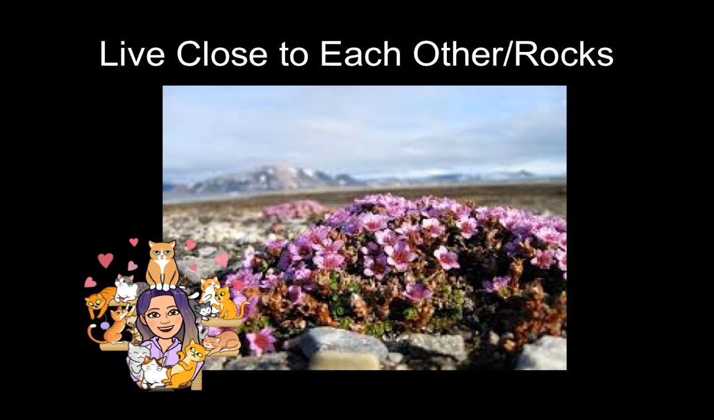Another adaptation of plants in the tundra is that they live very close together, or they live next to a rock. In this way, they can avoid the cold weather and they can absorb the warmth from other plants or from the rock. What's that, Ms. Bocci? This is what you do with your cats at home? Interesting.